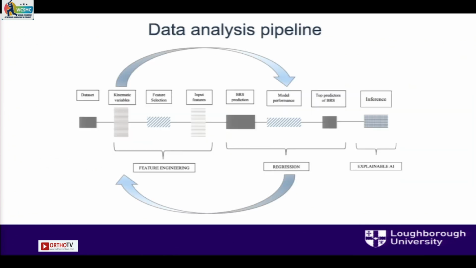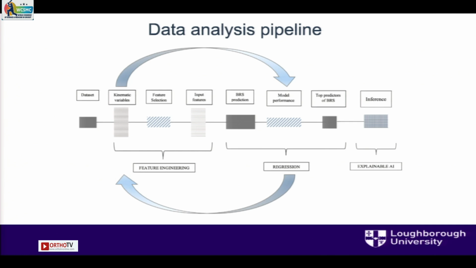So a bit of insight into the data analysis pipeline. All of the kinematic variables that were collected ran through feature engineering, where we looked at feature selection, the top features that we could extract, which then went on to the regression model. We did that using a feature selection technique of MRMR, which basically was to get rid of the redundant features and look at maximum relevance to ball release speed. Once we had these features, they were then fed into the regression model.